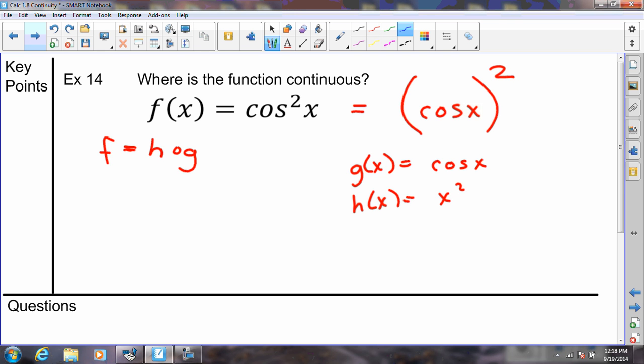So if we want to know where f is continuous, we will need to follow through and ask where the pieces are continuous. Where is the function g continuous? Where is cosine continuous? Everywhere. So it means we are going to be plugging in everywhere into the other function. Chaining that together. Where is h continuous? Everywhere. So if we have continuous everywhere plugged into continuous everywhere, what's the result going to be? It's continuous everywhere, and we're done.